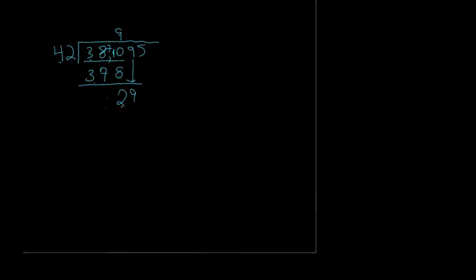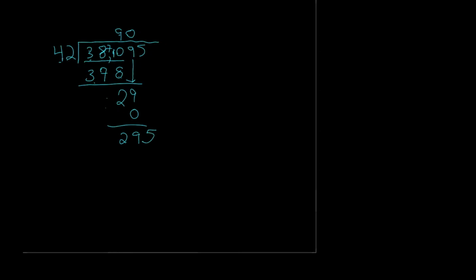Well, that is my new number. And I now repeat. Well, how many times does 42 go into 29? 0. Once I've written my first number, I have to write my zeros. They matter. And 0 times 42 is 0. 29 minus 0 is 29. Bring down my 5.